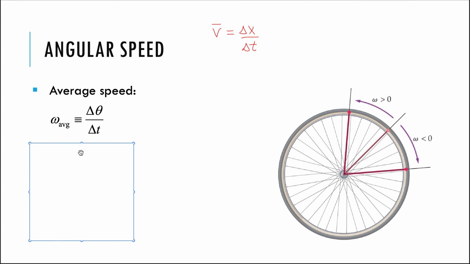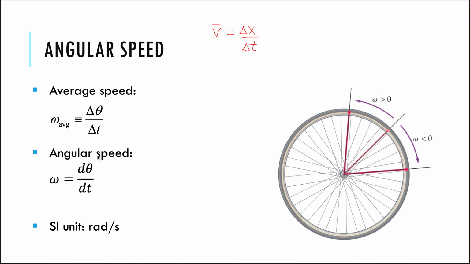So if we want the instantaneous angular speed, but we usually just call it angular speed for short, then it's going to be the derivative of theta with respect to time. And we got this by just taking the limit as delta t approaches 0, just as we did with the linear quantities. So angular speed is measured in radians per second, because it's an angle per time.